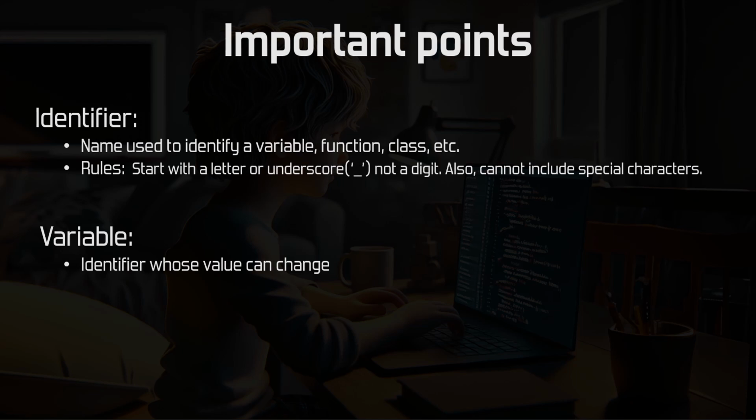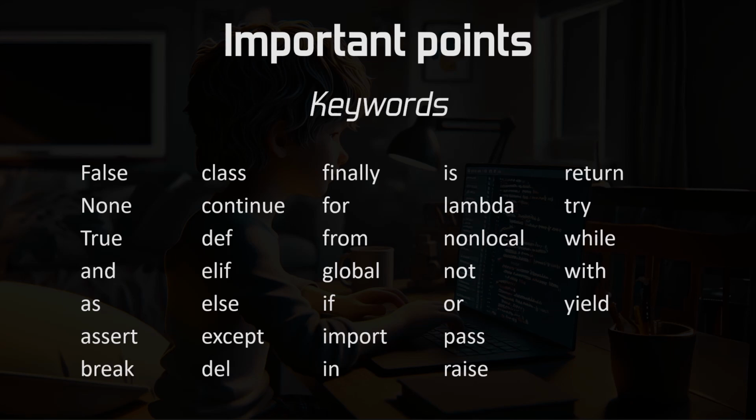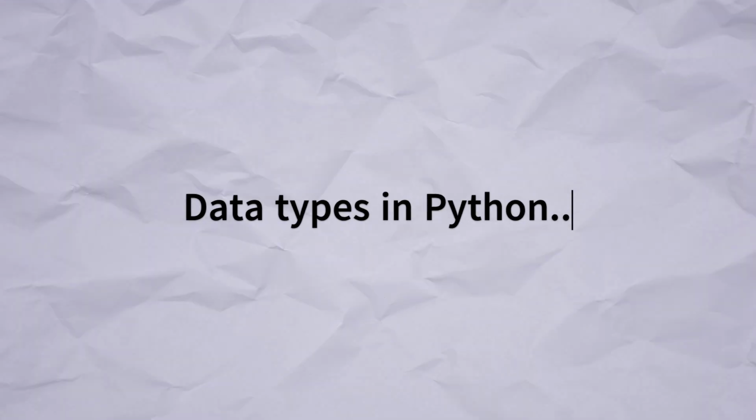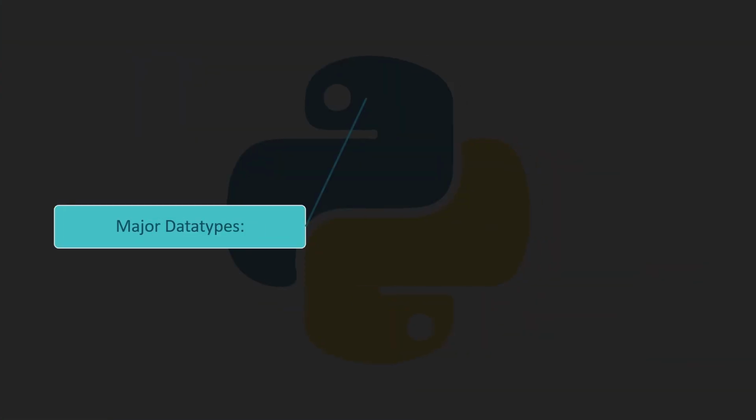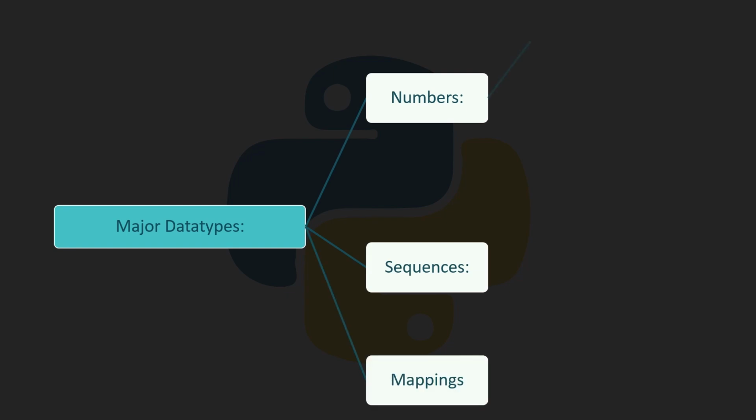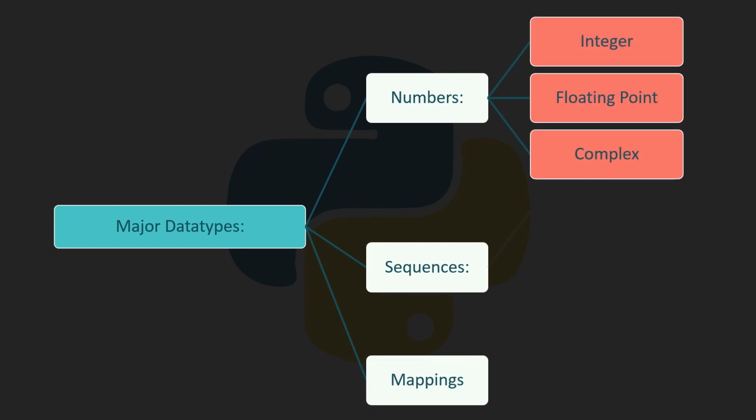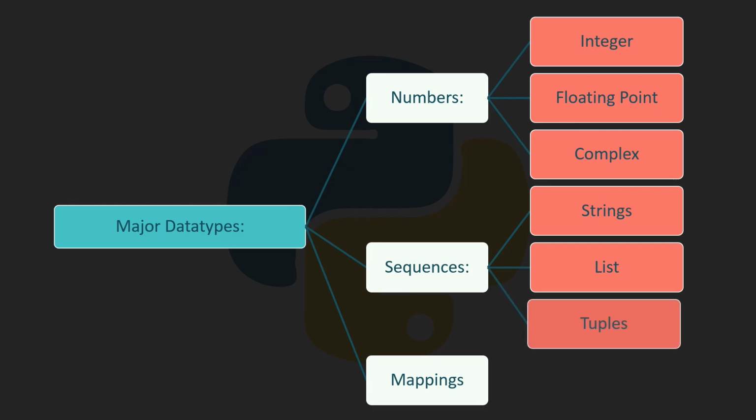Variables are type of mutable identifiers, meaning their value can change throughout the program. I want you to take a screenshot of this. Keywords are reserved words in Python that have special meaning and are used for syntax purposes. So using them as variable could affect the working of programs. There are three major data types in Python which you will use a lot. These are numbers, sequences, and mappings.